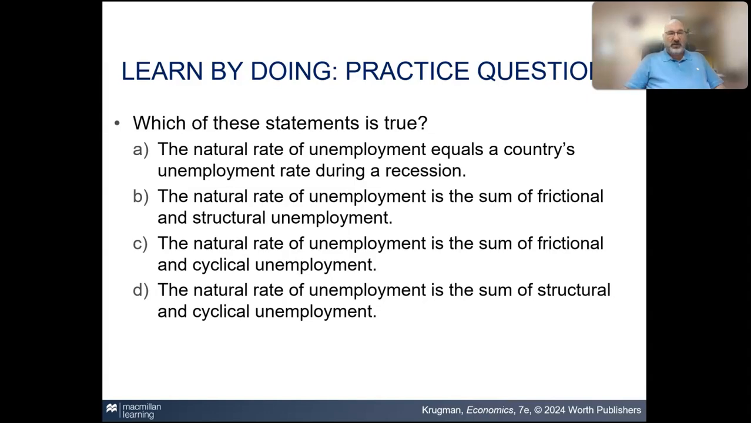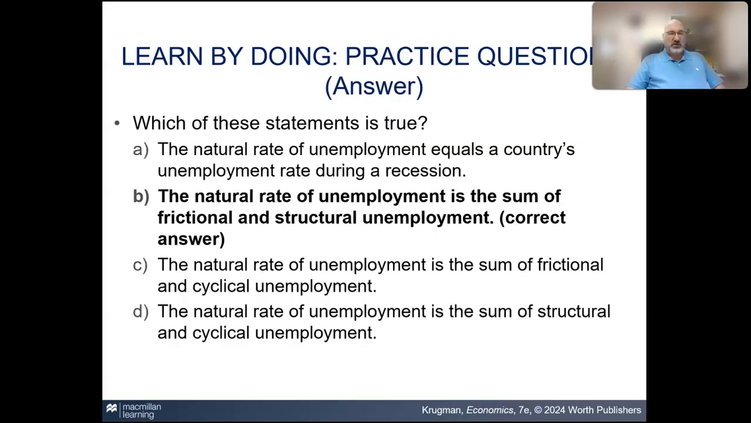Go figure. So which of these statements is true? Natural rate of unemployment equals a country's unemployment rate during a recession? Nah. Natural rate of unemployment is the sum of frictional and structural unemployment? Yeah. Natural rate of unemployment is the sum of frictional and cyclical? Nah. Natural rate of unemployment is the sum of structural and cyclical? Nah. So there you go, B.